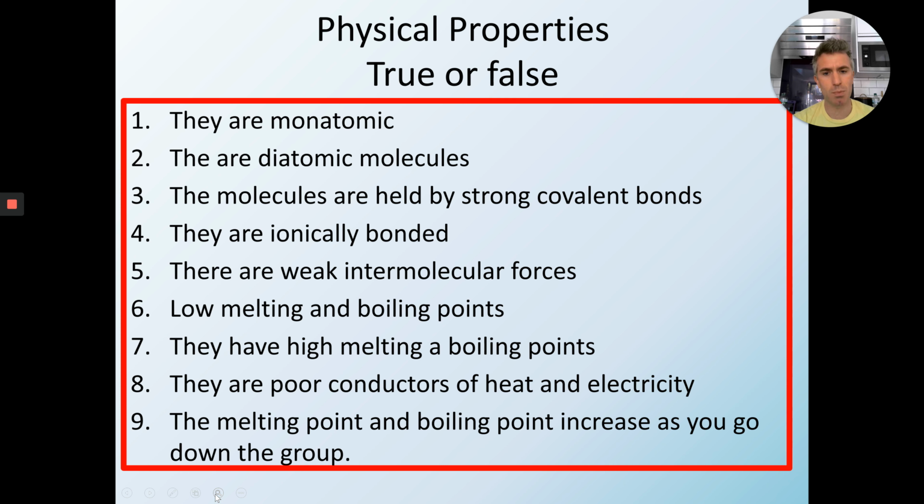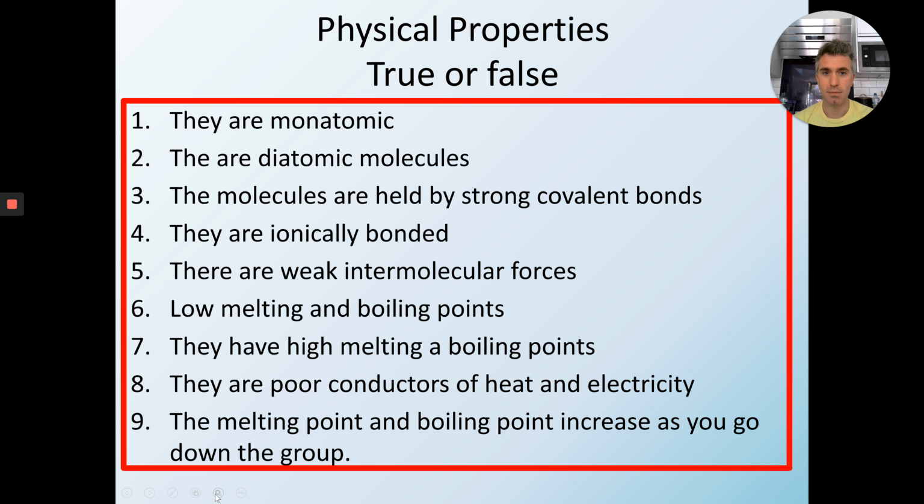The molecules are held by strong covalent bonds. They are ionically bonded. There are weak intermolecular forces. They have low melting and boiling points. They have high melting and boiling points. They are poor conductors of heat and electricity. The melting point and boiling point increase as you go down the group. Okay, pause. Give me the answers. I'll just wait.